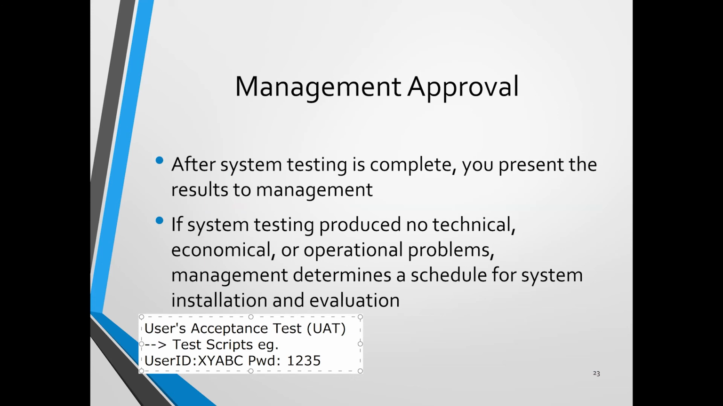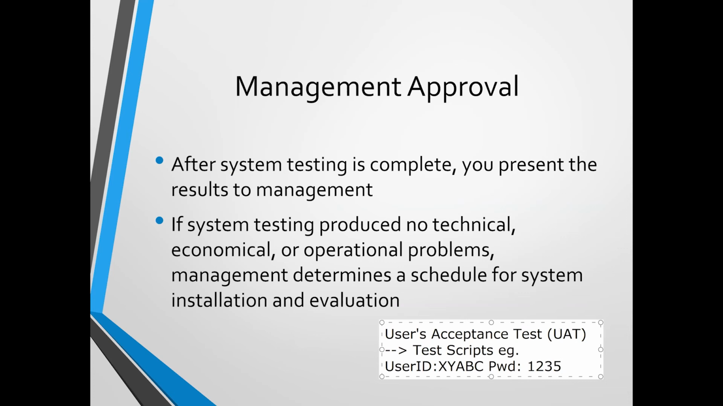After that, the management approval. After system testing is complete, you present the result to the management. As I told you earlier, once you finish the user acceptance test, the users will sign off, and you have to present this sign-off document to the management. Also for the unit testing, integration testing and system testing from programmers, you may have a summary report, just that you don't need to have the signature from your team.